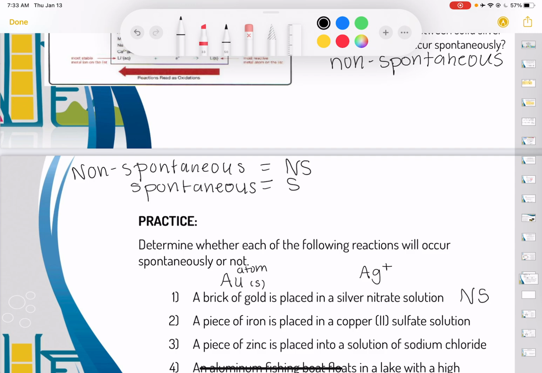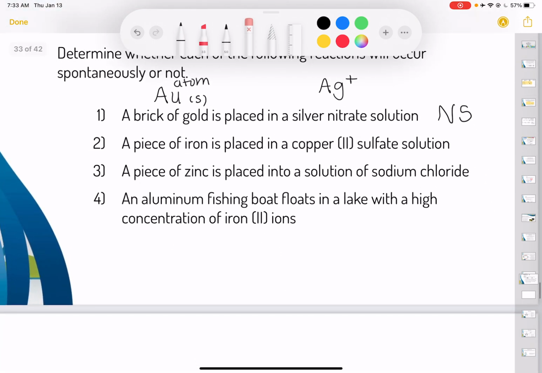Right? The next one, a piece of iron. So again, a piece of iron. Iron is a solid version. Is placed in a copper 2 sulfate solution. So again, it's telling us it's an ion. It's because it's with sulfate. We don't care about sulfate. We just care about the ion. All right.